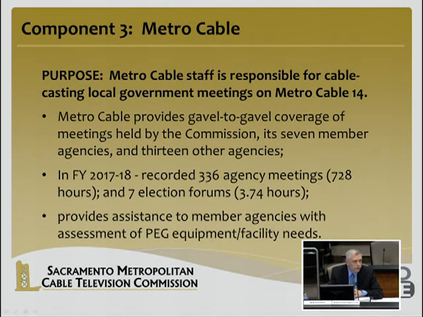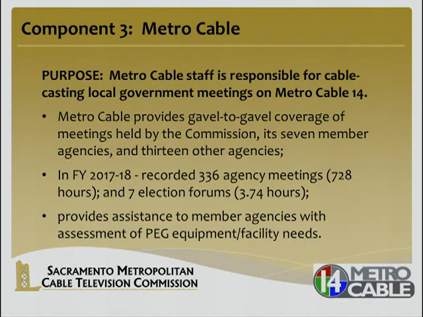So component 3 is Metro Cable, and of course Metro Cable is the staff that's responsible for everything that we see on Metro Cable 14. It's gavel-to-gavel coverage of the meetings of the commission. It's 7 member agencies, but also 13 other agencies. In fiscal year 17-18, we recorded 336 meetings for 728 hours. We also do election forums, and we had 7 election forums this year.